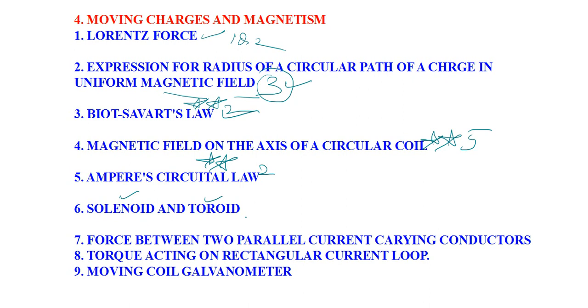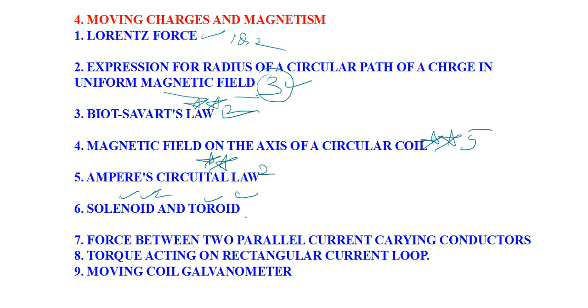So you need not read both derivations. The entire derivation is not required. Just remember the final expressions. What is a solenoid? And give the expression for the magnetic field in a solenoid and toroid. This type of question they may ask, as individual questions. So 2 marks questions, definitely.